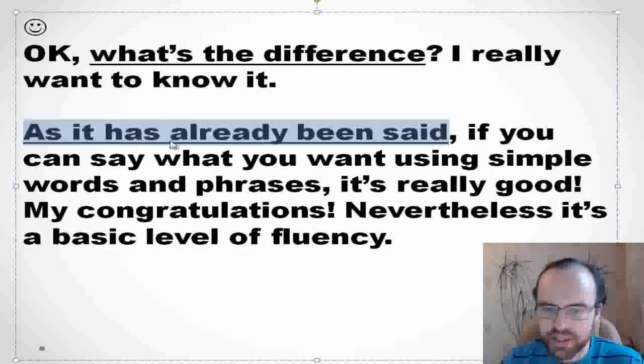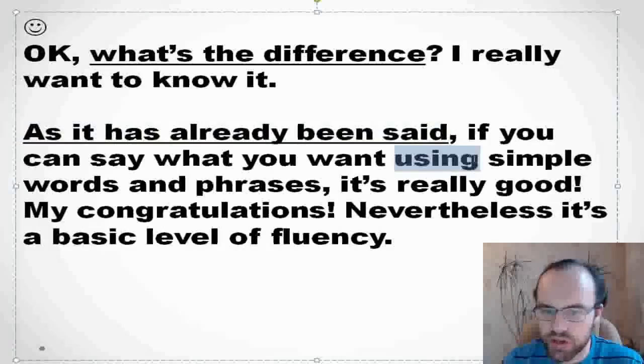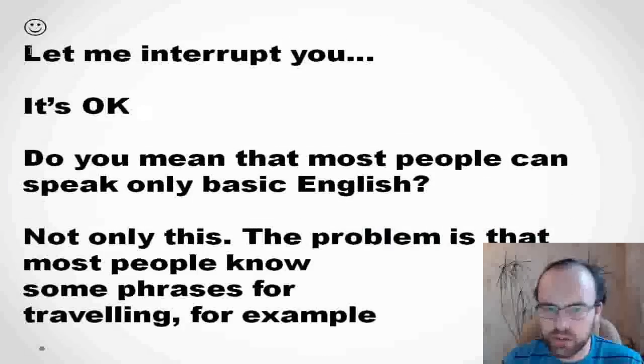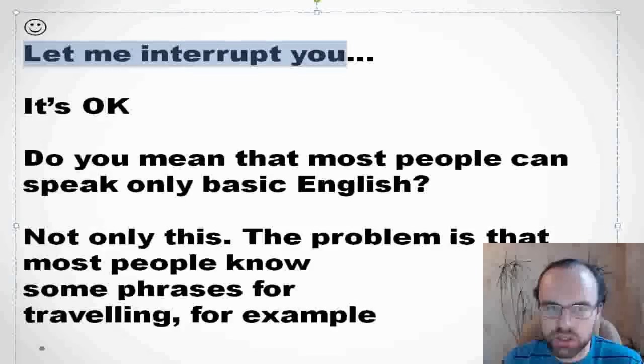Okay? So, as it has already been said, it means that I have already said it. If you can say what you want using simple words and phrases, it's really good. My congratulations. Nevertheless means but. It's a basic level of fluency. It's just the first level, the first step. Let me interrupt you. That means that I want to interrupt you. Can I do it? It's okay.